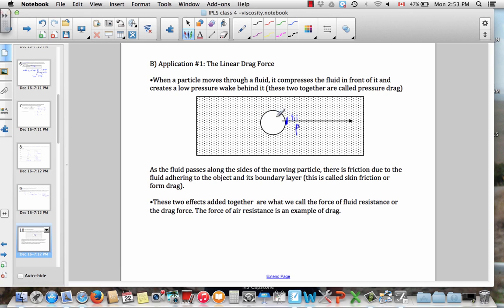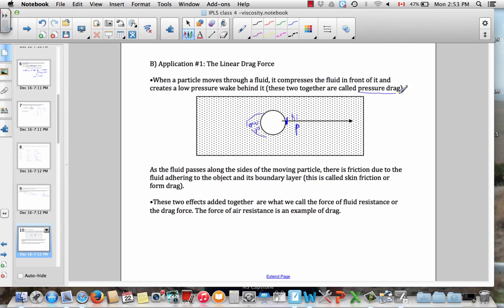Now, on the back side, there's going to be a low pressure wake because the ball has moved some of the fluid out of the way, so there'll be a little bit less pressure behind it, and so that also tends to retard the motion of the ball bearing. So those two effects added together are called pressure drag.